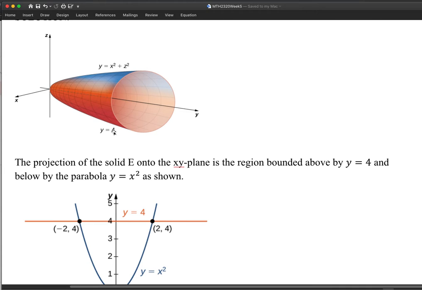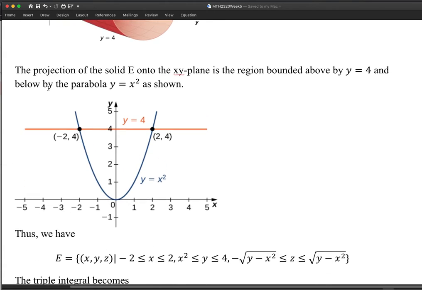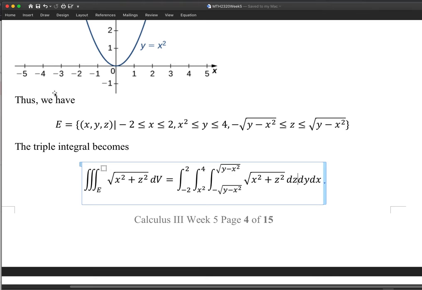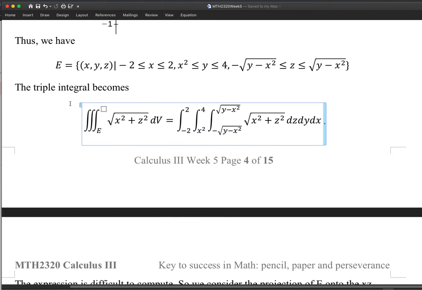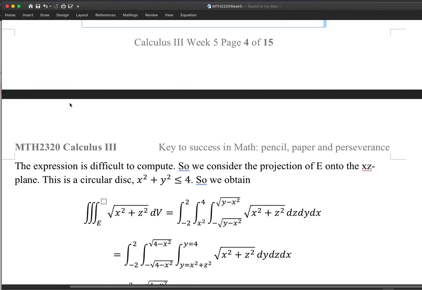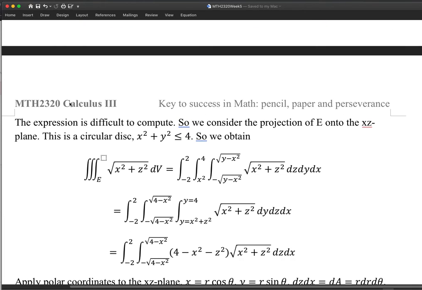And one thing I just realized here is that after evaluating y, we would have a circle in the xz plane. Whenever we have a circle, possibly we could use the polar coordinates. So this is the other arrangement. We are considering y first.